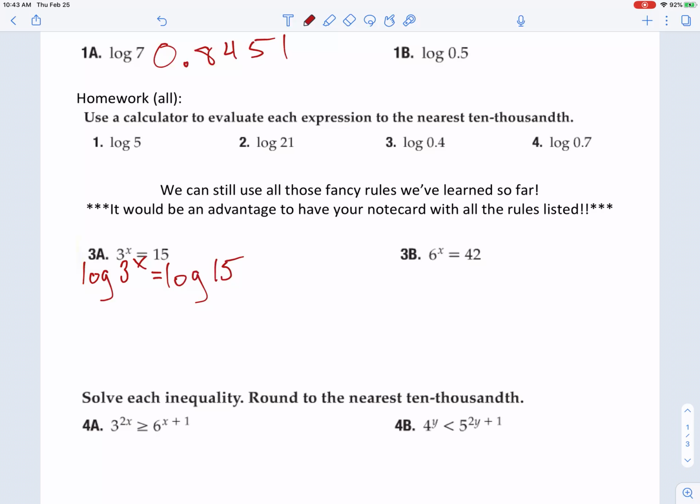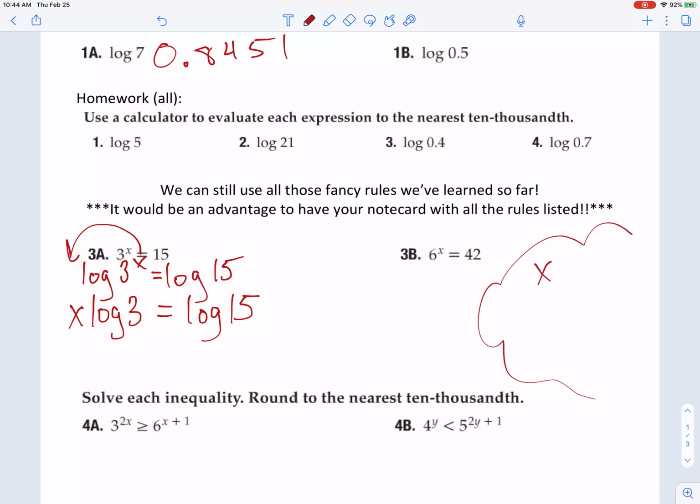Now I know what you're thinking, how in the world did this make this easier? Well, again, with an exponent, you can pull that out to the front. So now I have x times the log of 3 equaling log of 15. And again, I'm not sure that this looks easier, except that now I remember log 3 and log 15 are just normal numbers.